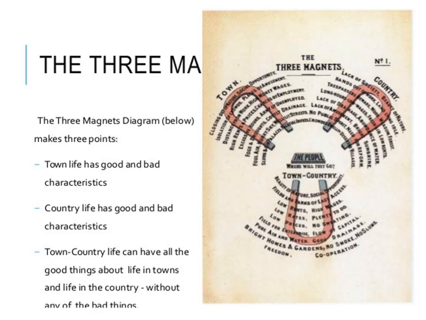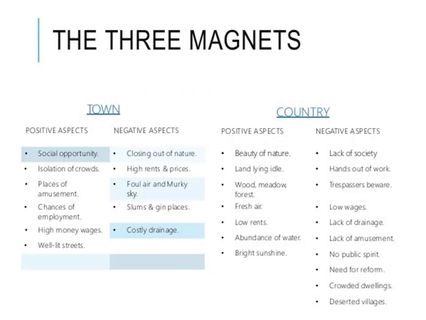So in order to solve the problems, Howard considered the three elements of town planning, that is town, country and the people, and he considered them as magnets. Town life has good and bad characteristics, country life has good and bad characteristics. Town-country life can have all the good things about life in towns and life in the country without any of the bad things.